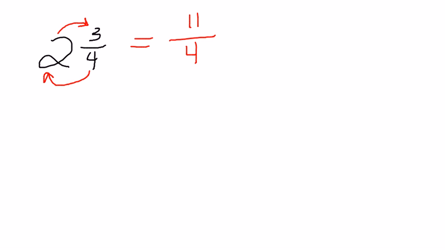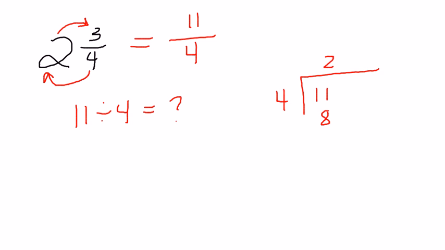Okay, and now step 2, I'm going to divide my numerator, my top number, by the denominator. So that means 11 divided by 4. To do that, we're going to have to do some long division. So 11 goes on the inside, right? Remember, the numerator is always inside. And 11 divided by 4, 4 will go into 11 2 times. 2 times 4 is 8. Subtract, I'm left with 3.